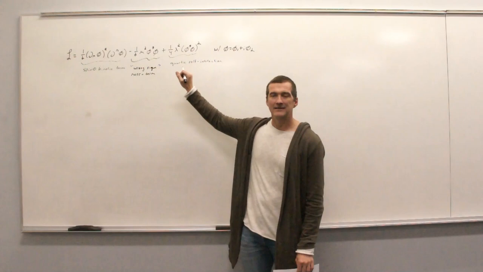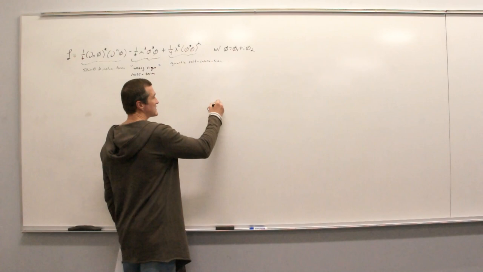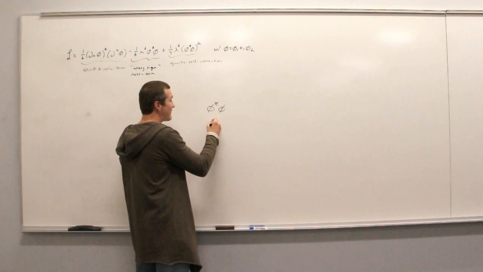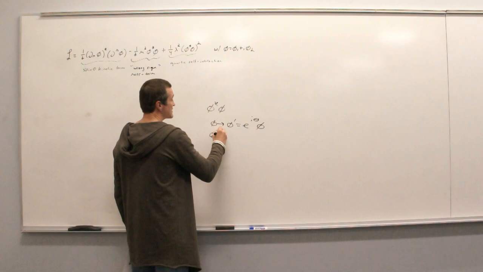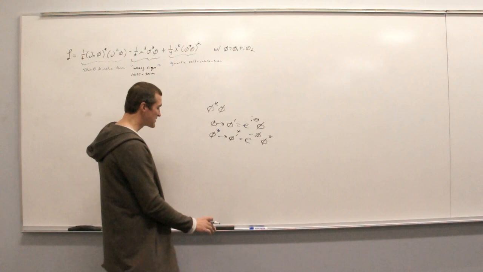What kind of transformation are we talking about? So I have phi star phi, and I want this to be invariant under the transformation. What can I do to phi that would leave this invariant? The phase change. Yeah, you multiply phi by a pure phase, and then phi star goes to... When you multiply these together, these cancel and you just get phi star phi. So this is invariant under multiplication by a pure phase.